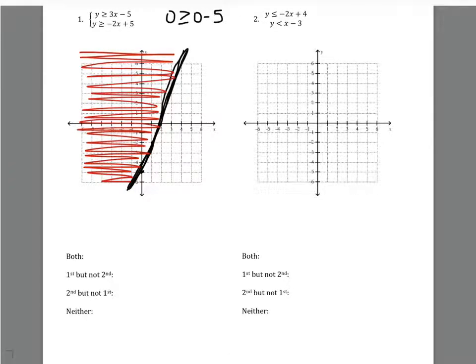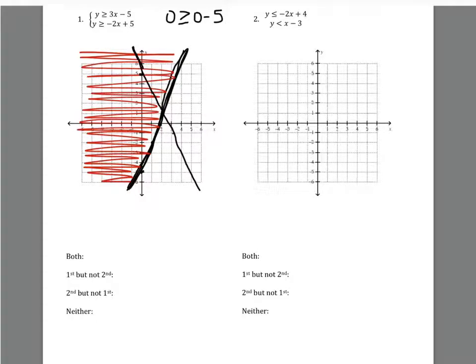So y greater than or equal to negative 2x plus 5. The y-intercept point is going to be positive 5. Slope of negative 2, so I go right 1, down 2. Right 1, down 2. And again, it should be a solid line because I see the equal sign.